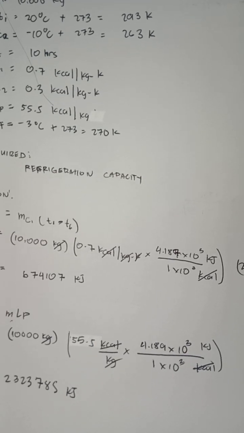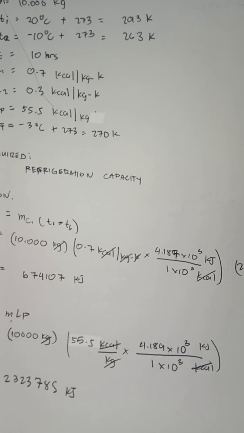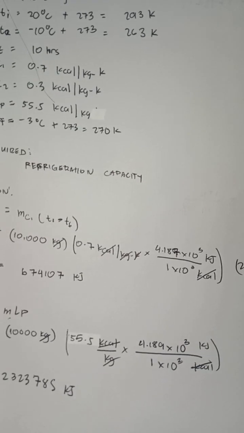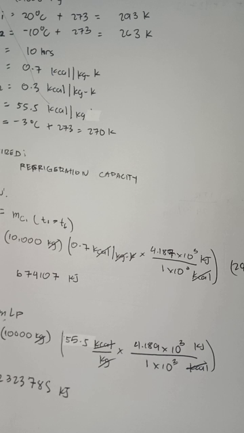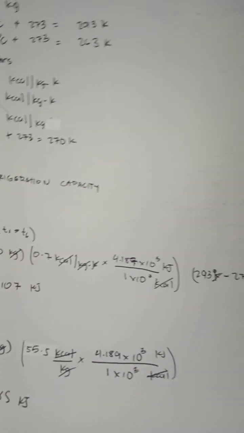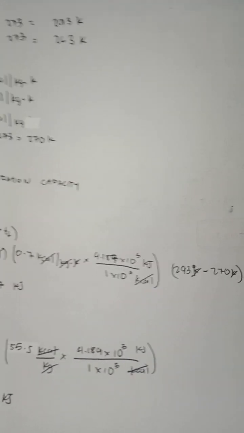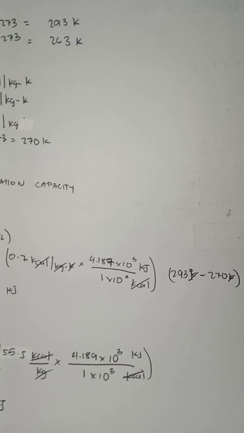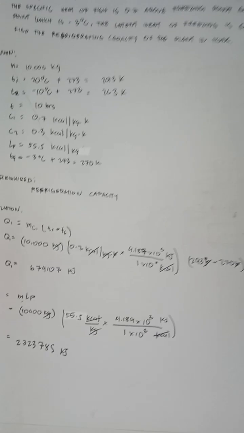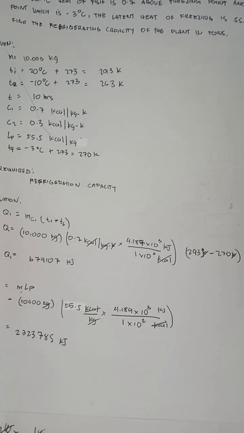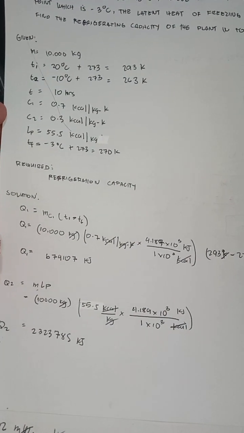times 4.187 times 10 raised to the power of negative 3 kilojoules over 1 times 10 to the power of 3 kcal times 293 Kelvin minus 270 Kelvin. Then solve. Cancel the like terms. We want kilojoules.